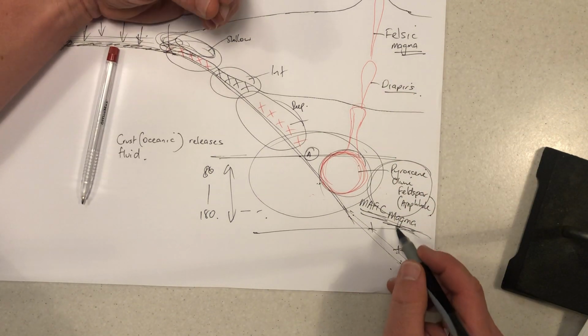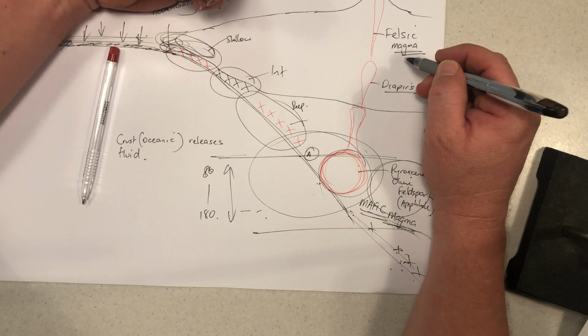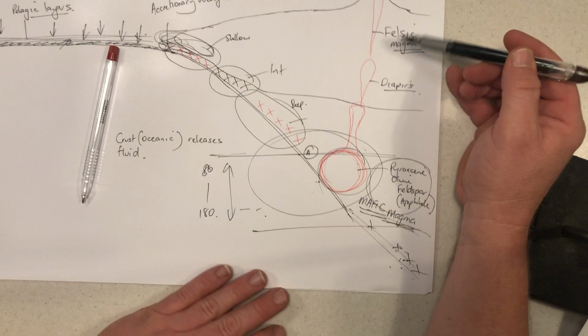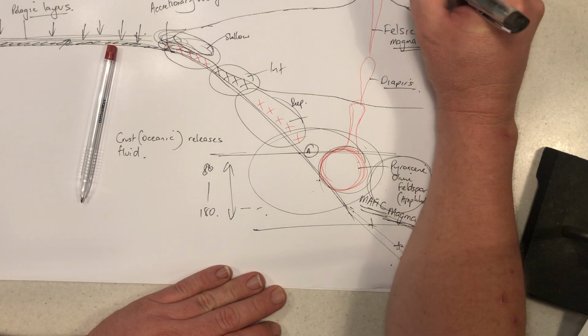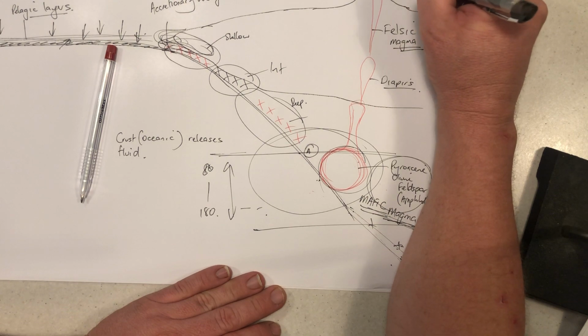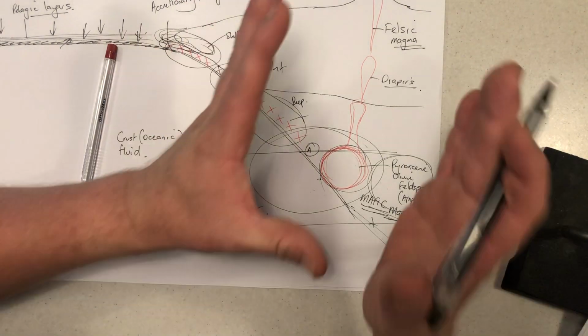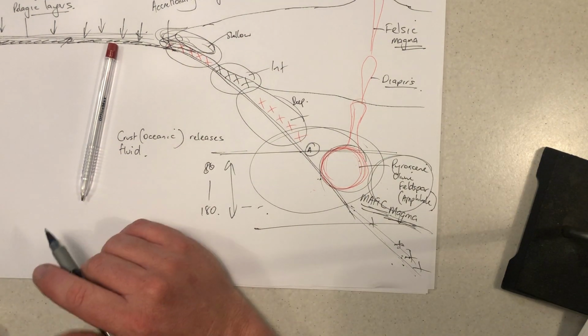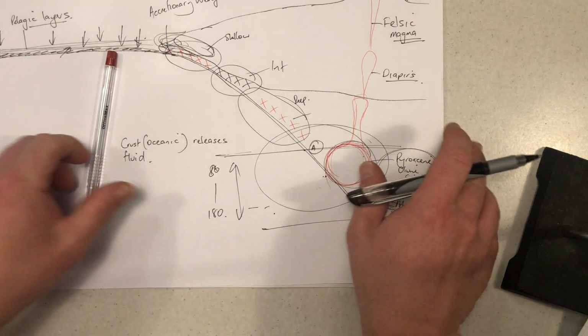Mafic magma is low in silica. Felsic magma is high in silica. What it means is these volcanoes are rich in silica. And when we start talking about volcanoes, this becomes very, very important. So let's go back to our plate boundary.